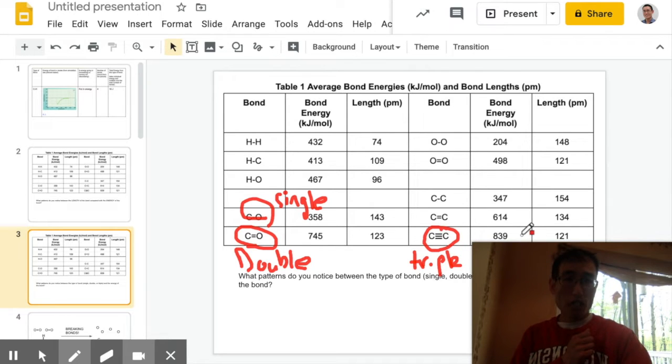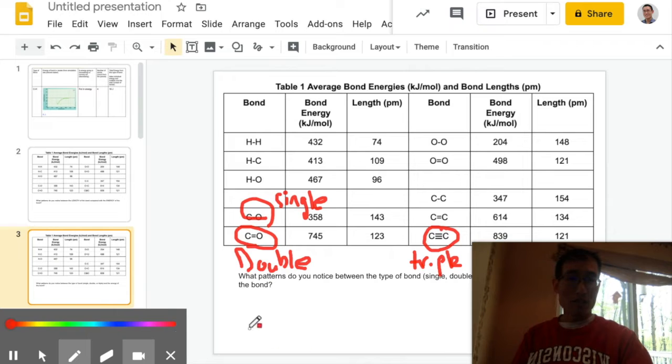So, look at patterns and see how much energy it takes to break a triple bond compared to a double bond compared to a single bond. Look at those and then answer that question down there.